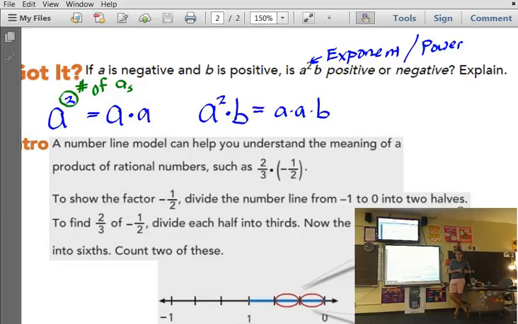So hang on for a second. Let's give some values. They tell us A is negative, B is positive. So pick some easy numbers. Let's make A negative 2.